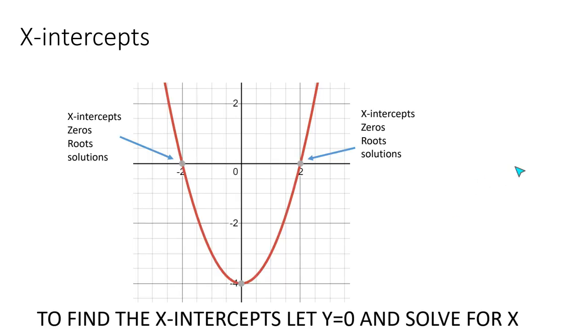Okay, so our x-intercepts, these points here where the graph crosses the x-axis, have different names, right? You might hear us say x-intercepts. You might hear your instructor say zeros, roots, or solutions, but they all refer back to this point. And these 2 points are special. That's when y is equal to 0. So whenever you want to find the x-intercepts, we always let y equal 0 and solve for x.